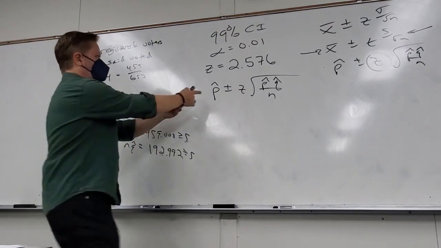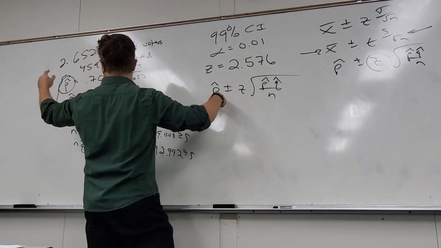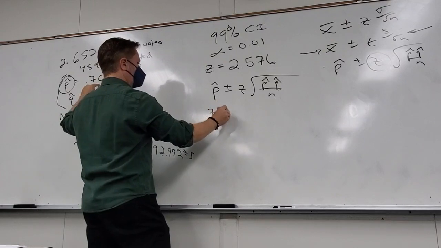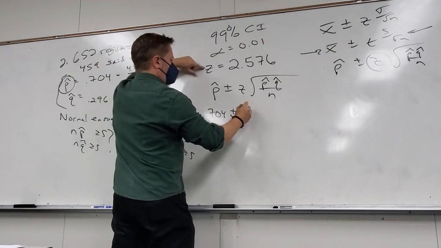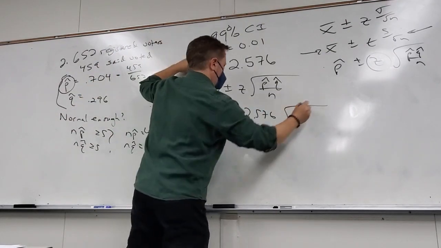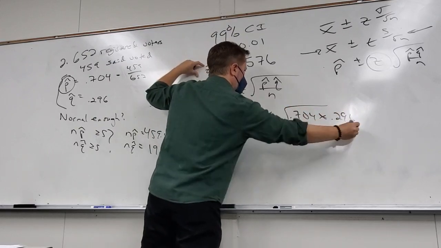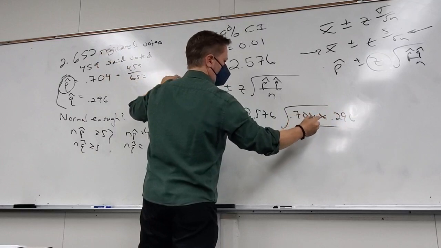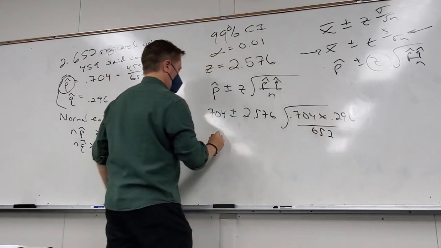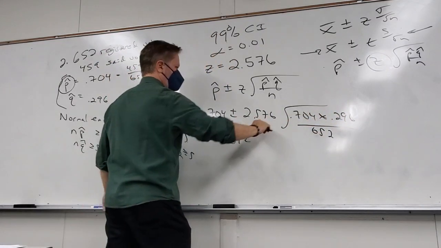All right. Now we just got to plug stuff in, right? 0.704, give or take. 2.576. What was it? 652. All right.